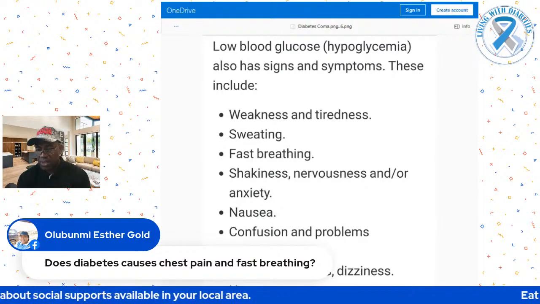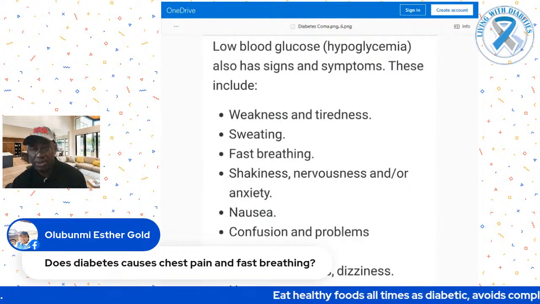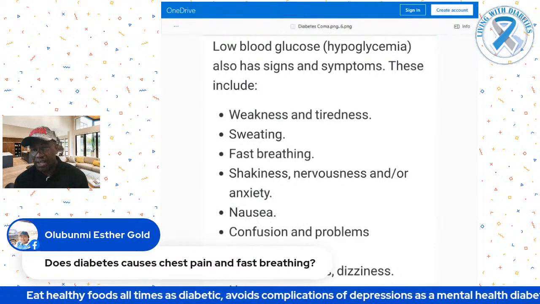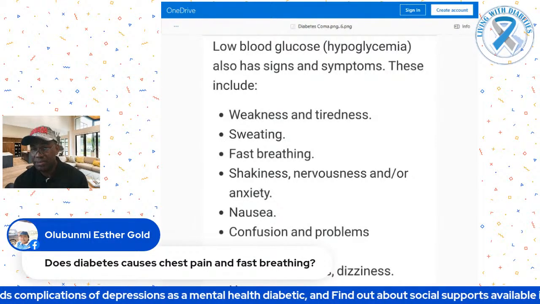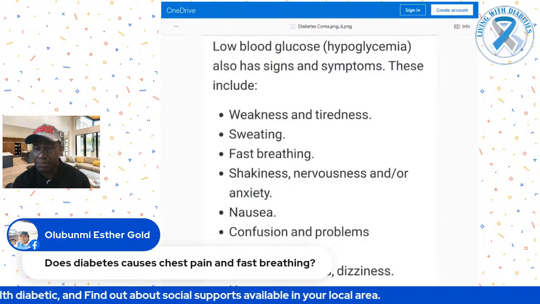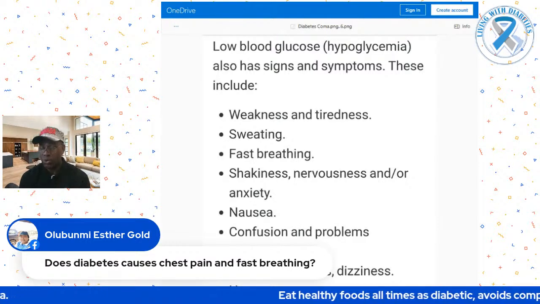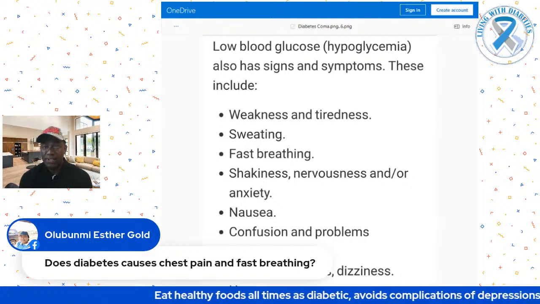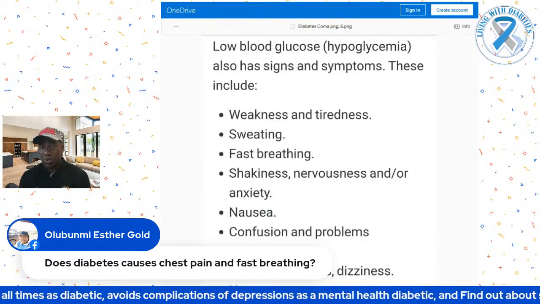So to answer your question, I'm coming to that. I shared something on the screen for you, Olubimi, about why you are having fast breathing. If you look at the symptoms of low blood sugar, when your sugar level is too low, these are the signs and symptoms: weakness and tiredness, sweating, fast breathing. So if you are having fast breathing, that means your sugar level may be low. Check your sugar level to know the reading. What you have to do is boost your sugar level up. Now, that answers your question.